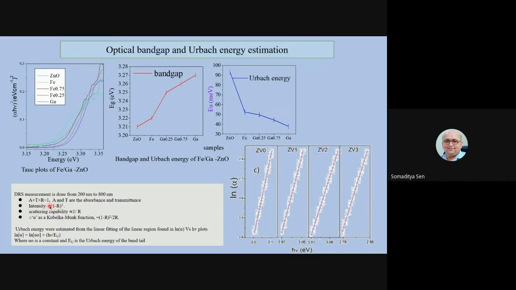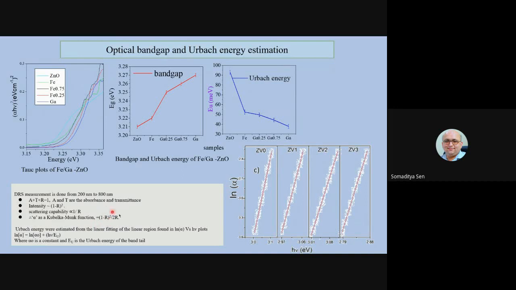Somewhat very close. So we can take a square of it and get the intensity of it. And then the scattering capability, if we take the scattering capability, it will be inversely proportional to the reflectivity, right? So Kubelka and Munk developed a function called the Kubelka-Munk function, which is equivalent to the absorption coefficient alpha, and that is very close to (1 minus R) squared by 2R. So this is universally accepted for diffuse reflection spectroscopy.